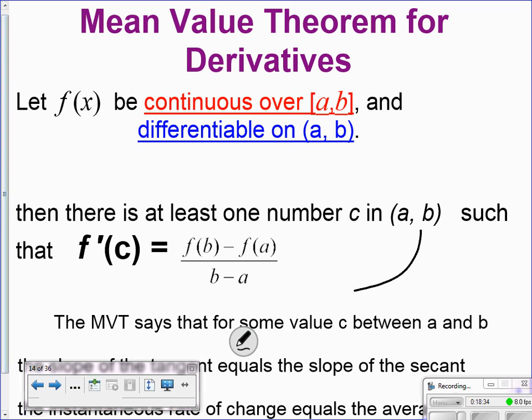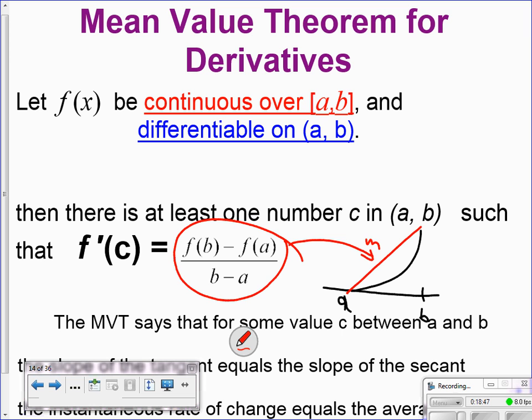then whatever the slope of the secant is, if you've got some curve from A to B, the average rate of change is the slope of the secant, right? The slope of that line. That's the average rate of change. The mean value theorem says that someplace between A and B, the slope of the tangent has to equal the slope of the secant. And wherever that happens, they call it c.